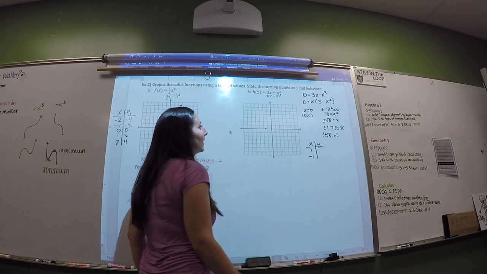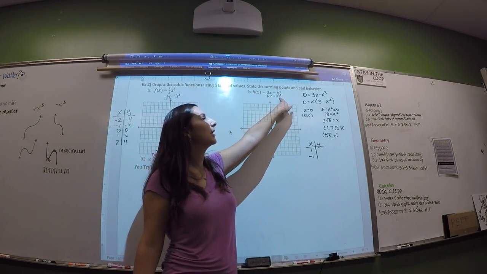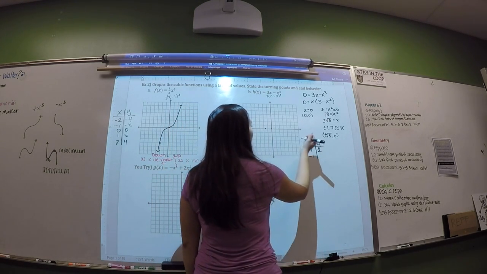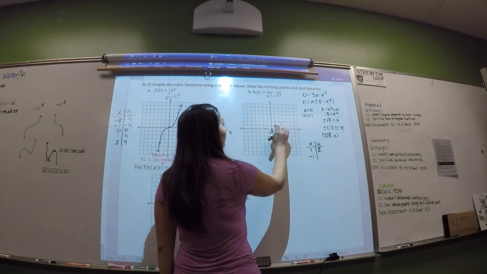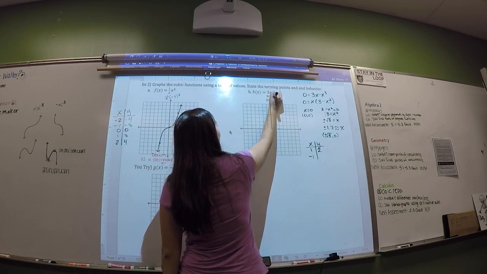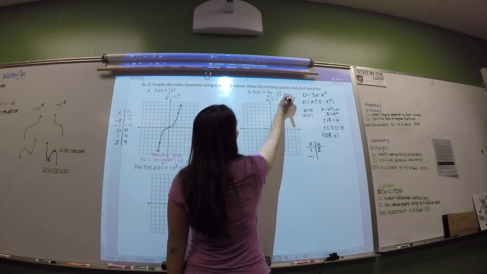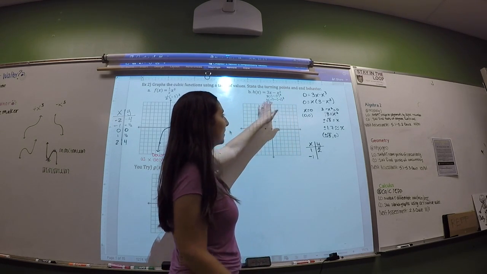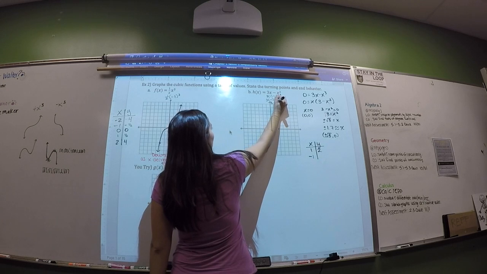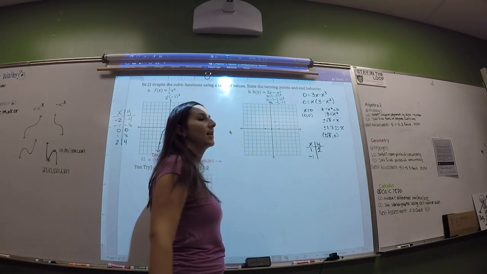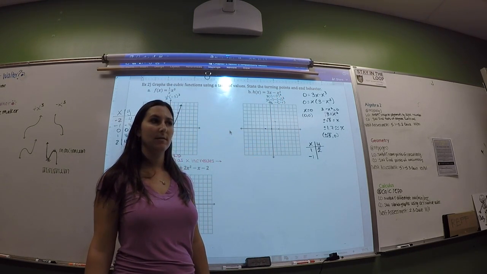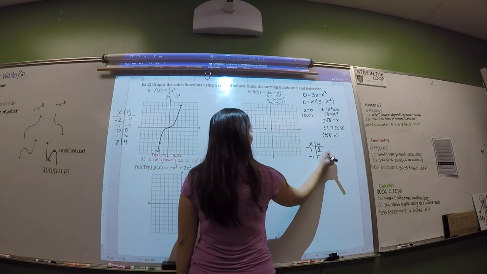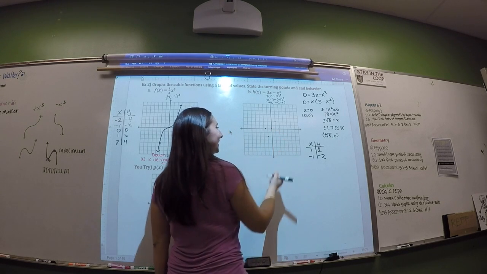3 minus 1 cubed. So 3 minus 1 cubed is 2. Negative 1 cubed is negative 1. So this is going to be negative 3 minus negative 1. Negative 2. It's negative 2.